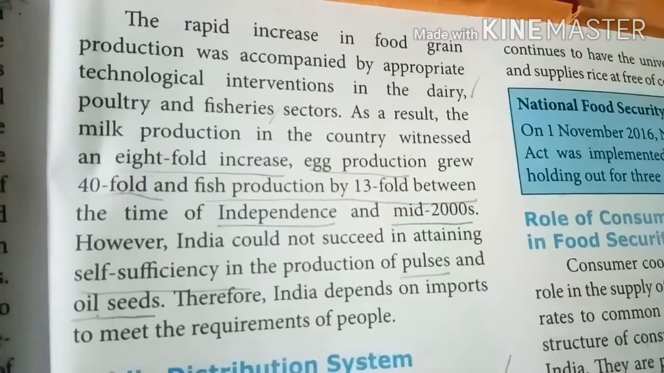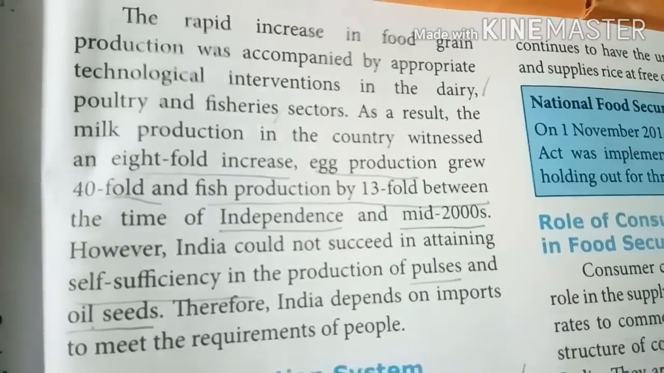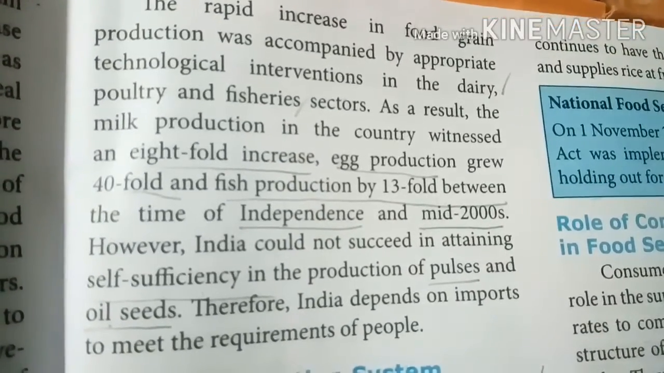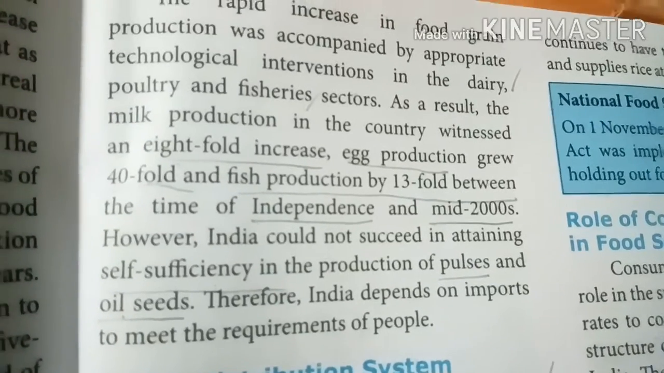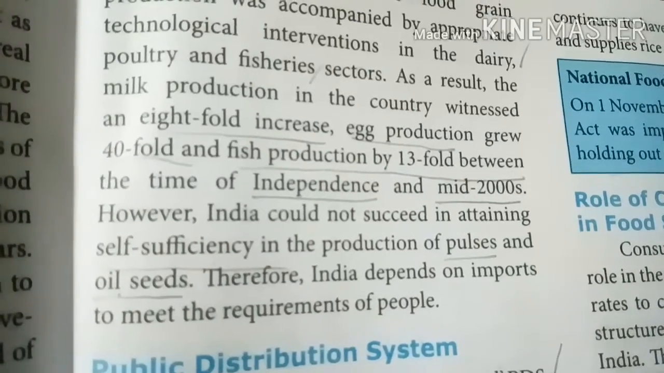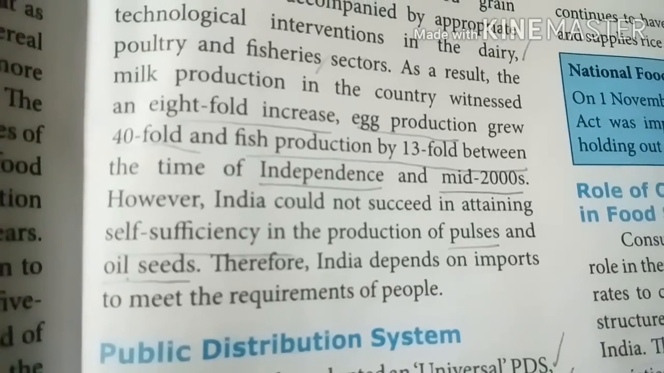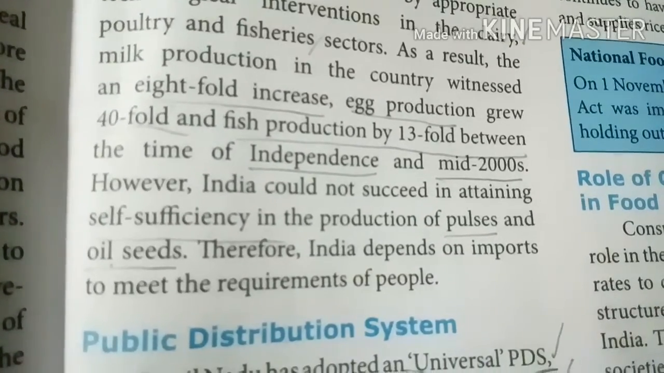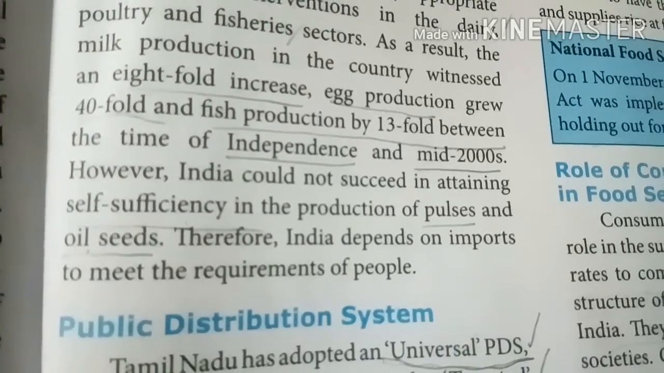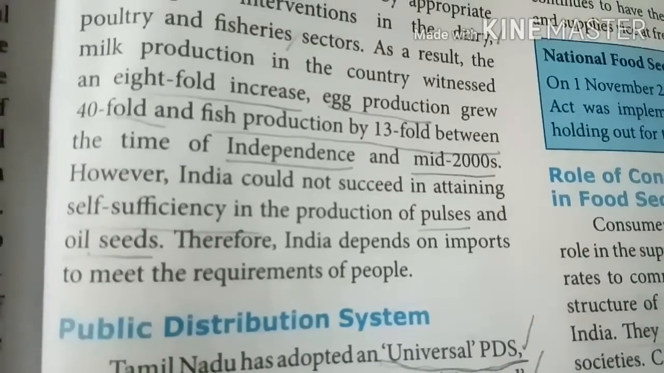The rapid increase in food grain production was accompanied by appropriate technical interventions in the dairy, poultry and fisheries sectors. As a result, milk production in the country witnessed an 8-fold increase. Egg production grew 40-fold and fish production by 13-fold between the time of independence and the mid-2000s. However, India could not succeed in attaining self-sufficiency in the production of pulses and oilseeds. Therefore, India depends on imports to meet the requirement of people.